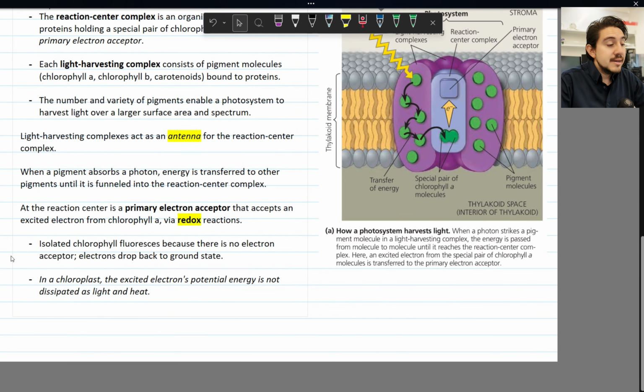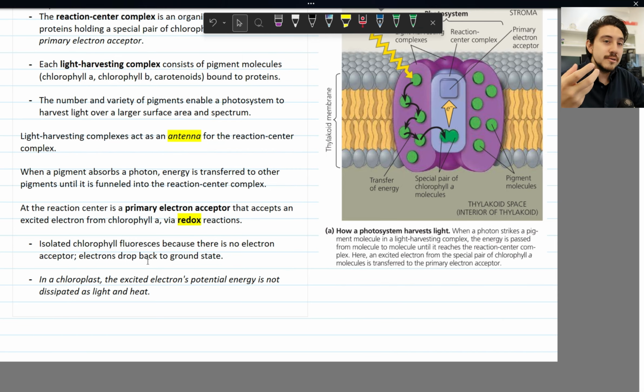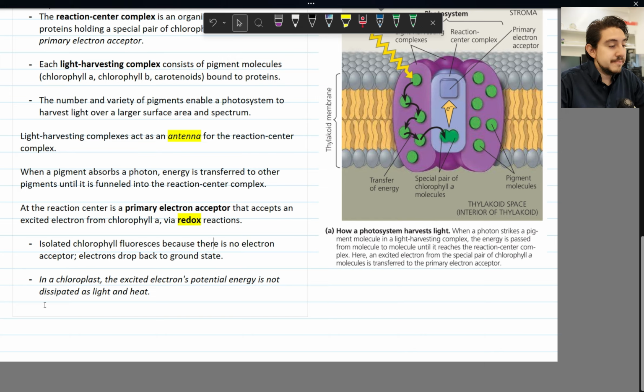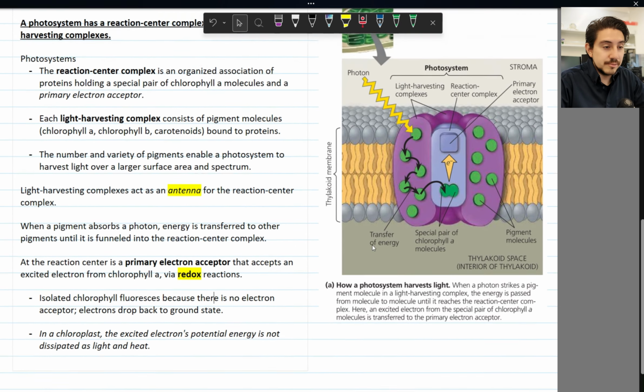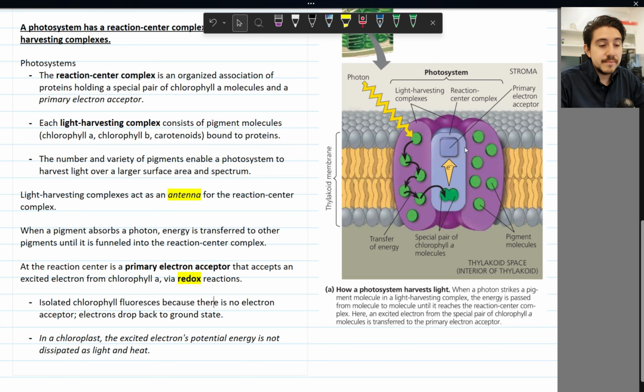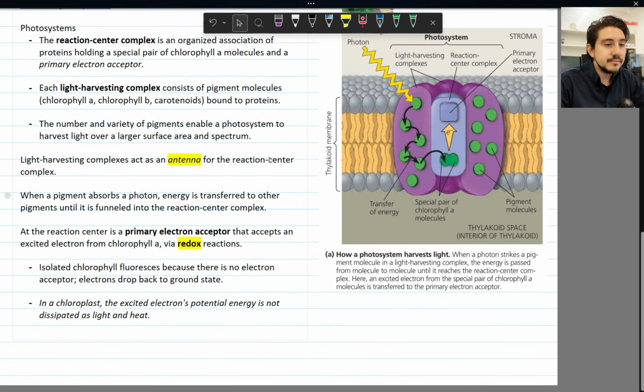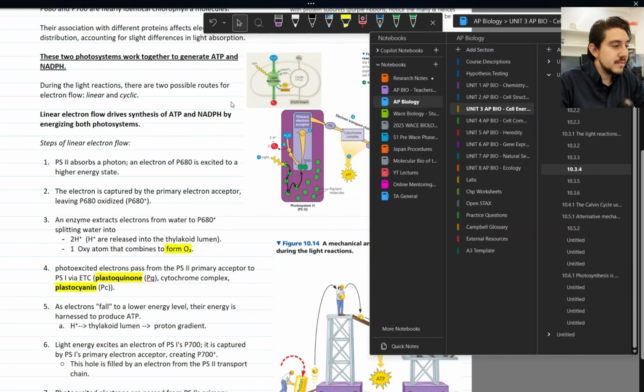Again, that same idea: isolated chlorophyll fluoresces because there is no electron acceptor. Because there's an electron acceptor here, you don't see that fluorescence. It's just a relay. It continues on. The electron will shift to this next part that we're going to take a look at. Okay, so the electron's potential energy, that would otherwise be dissipated as light and heat, doesn't happen here because it's going to be passed down to another molecule, as we're going to see. Again, this is in the thylakoid. You have the thylakoid space, the interior of the thylakoid, and you have the stroma on the outside. Let's move on to the next panel here.